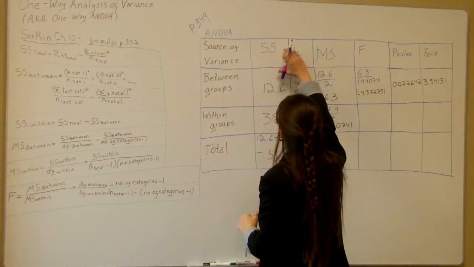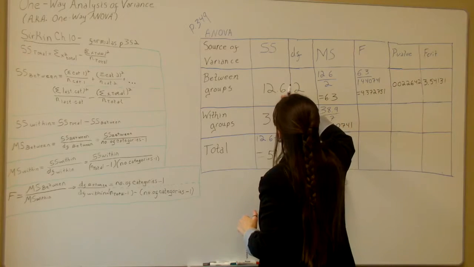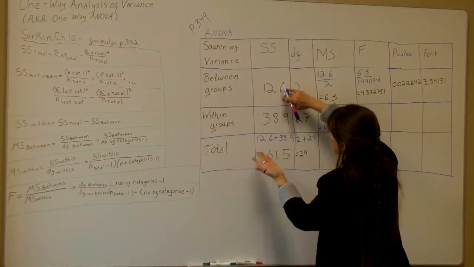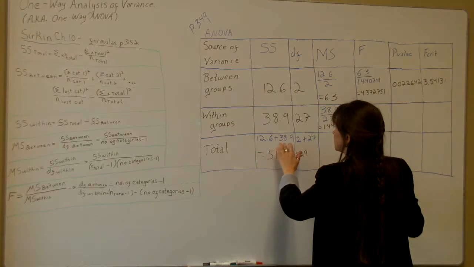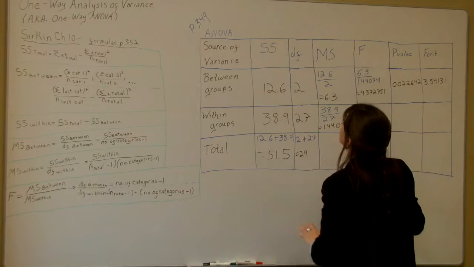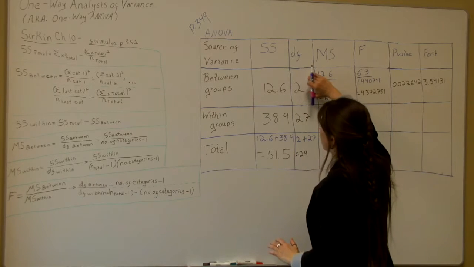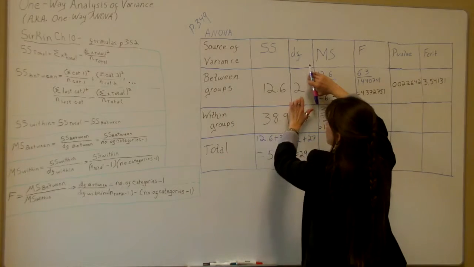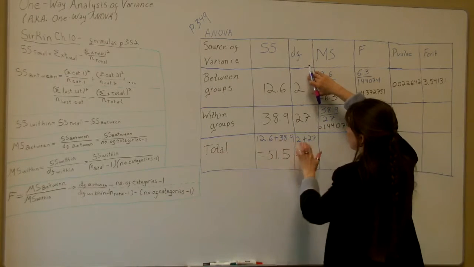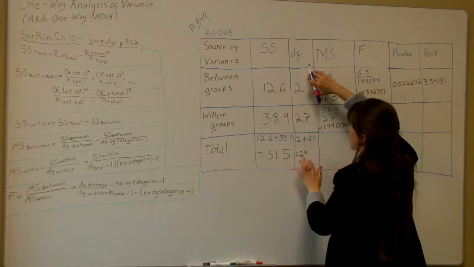So let's look at first our sum of squares. We have a 12.6 and a 38.9, so the total is, as you know, 12.6 plus 38.9, which is 51.5. For the degrees of freedom, between groups we have 2, within groups we have 27. So the total would be 2 plus 27 is 29.